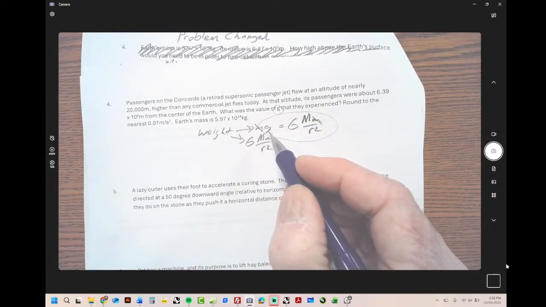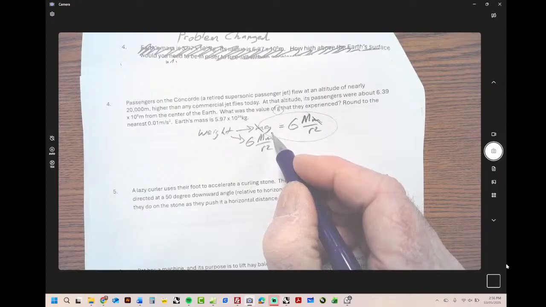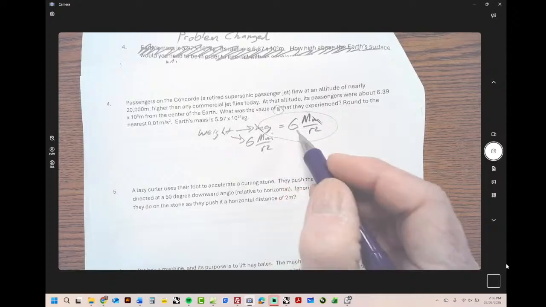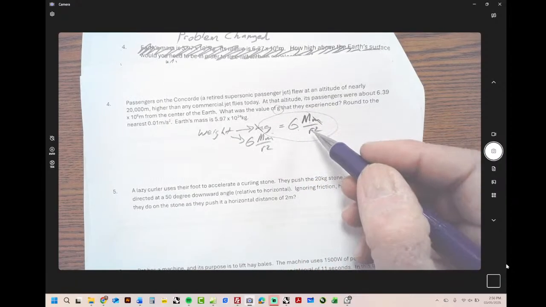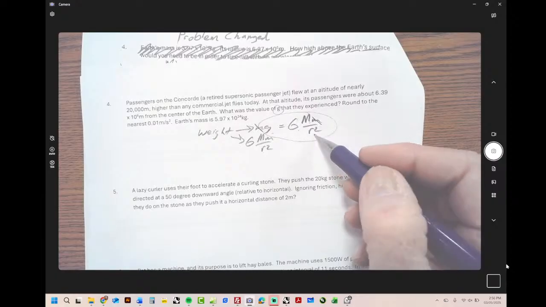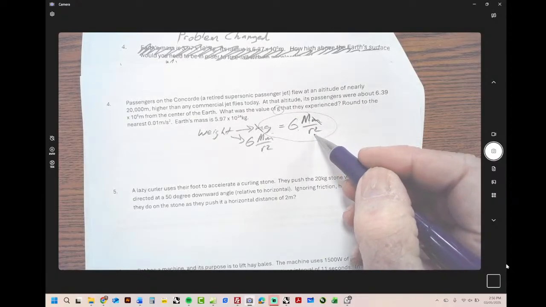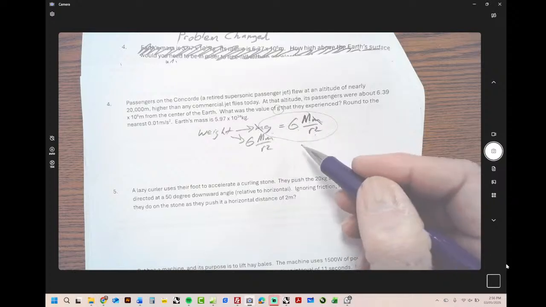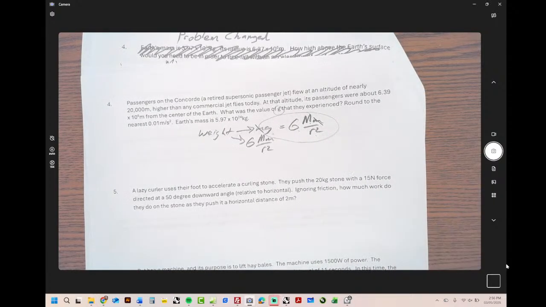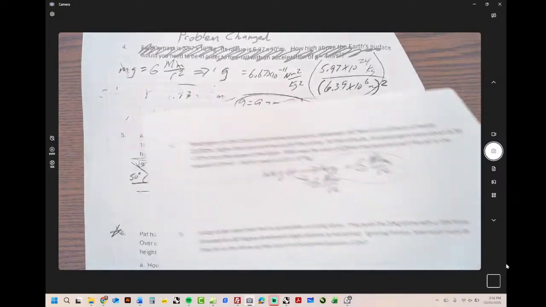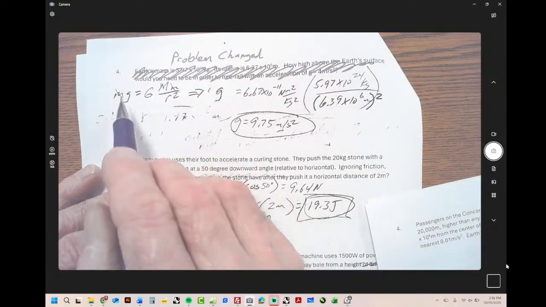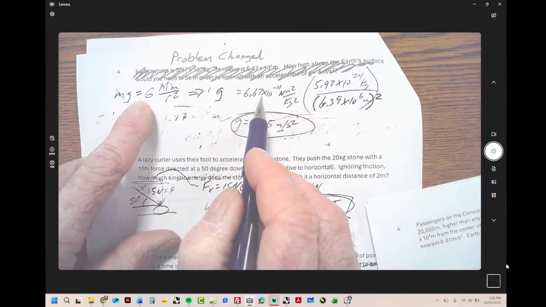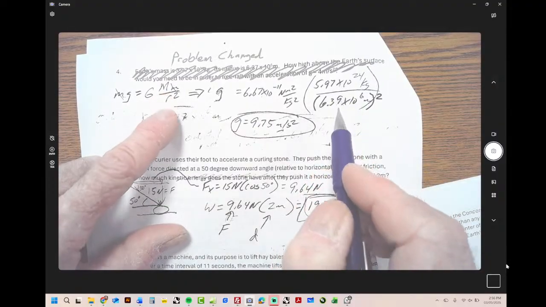G, little g, the acceleration of gravity, which is normally 9.8 meters per second squared, equals gravitational constant times the mass of the Earth, or the thing being orbited, or the thing that's causing the gravity, divided by the distance between the object experiencing the gravity and the center of the planet. So in this particular case, with the Concorde, I just use that formula. g equals big G times the mass of the Earth over r squared.